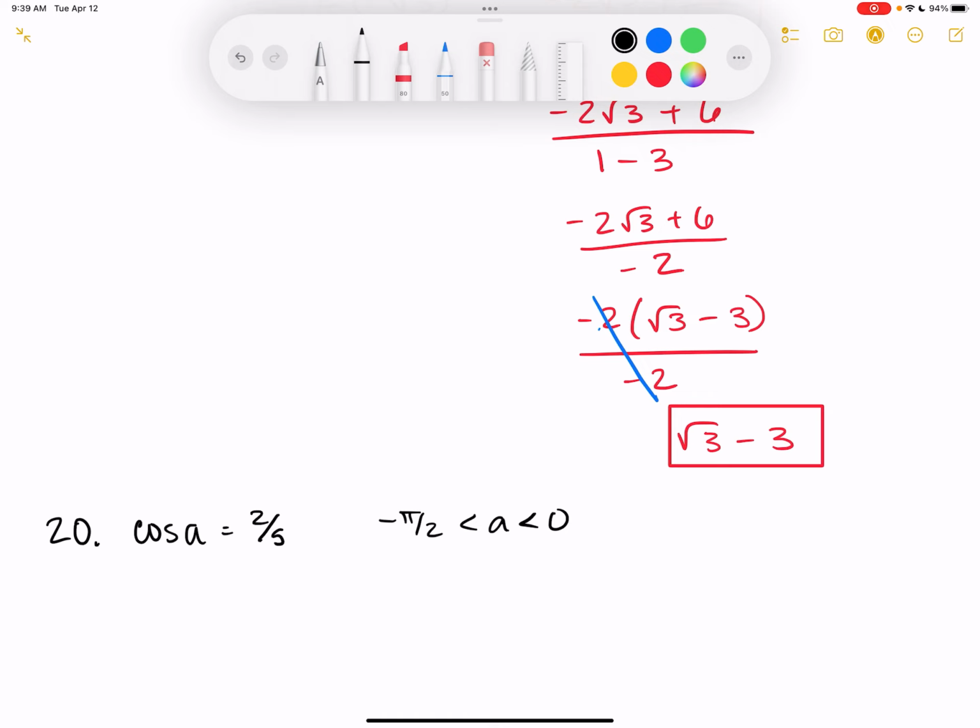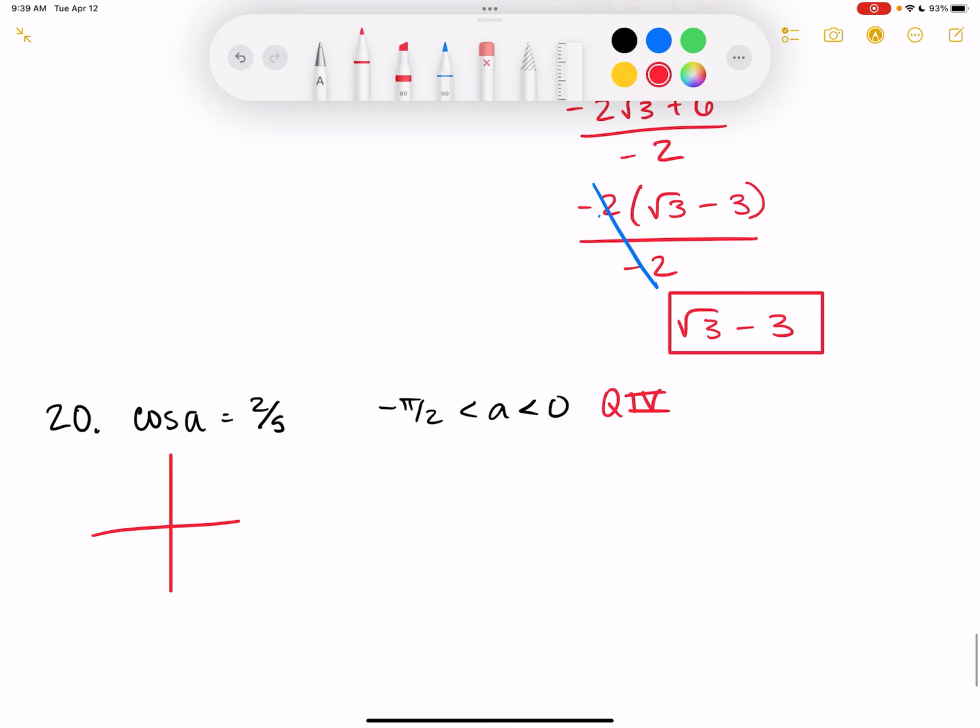It's in quadrant 4. So cosine is positive, hypotenuse is positive. All right, so adjacent is 2, hypotenuse is 5. It's the other side.